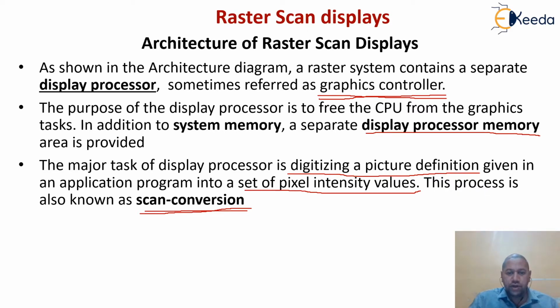This is the simple architecture of the raster scan display. In the previous lecture, we also learned in detail what is meant by the raster scan system. Let us move to the next part. Now we have learned the raster scan display, and we are going to learn what is meant by the random scan display.